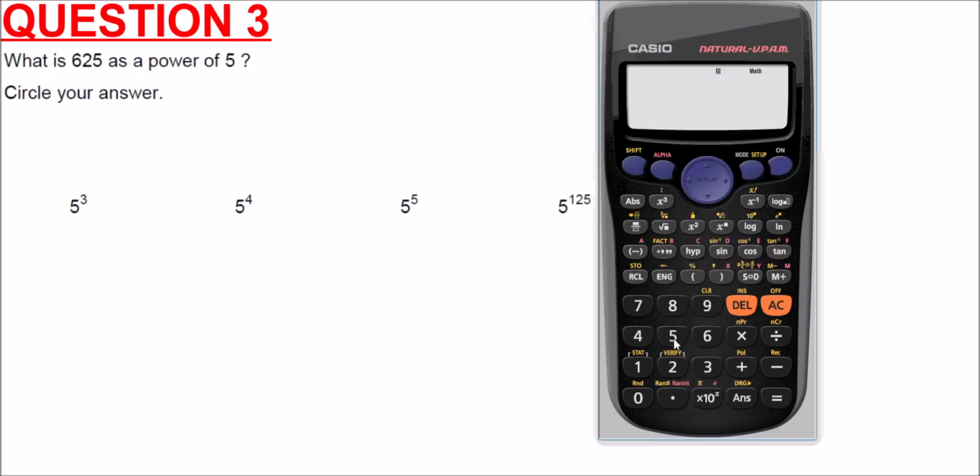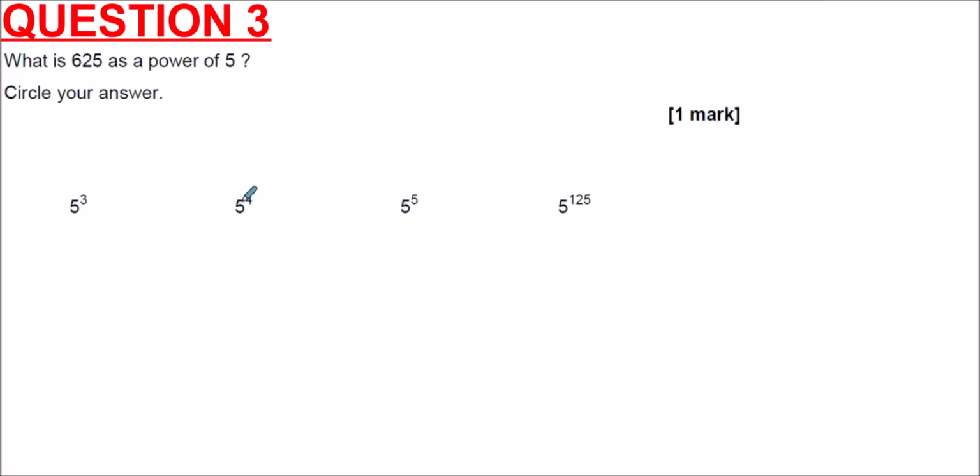If we try the next one, 5 to the power 4, we get 625, which is correct. And so the one we need to circle is 5 to the power 4. That one's too big, and that one is massively too big. So the answer we need is 5 to the power 4. That's 625. So we circle this one.